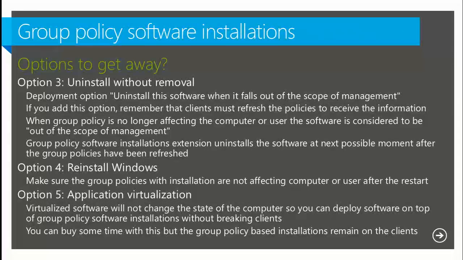Third option is to uninstall without removal, meaning that we have a deployment option, uninstall this software when it falls out of the scope of management, which means that if we define that option and after that the user or the client no more has that group policy affecting the software, it will be uninstalled. You can use that. Option 4, this is the best one, reinstall Windows. It just works the best.